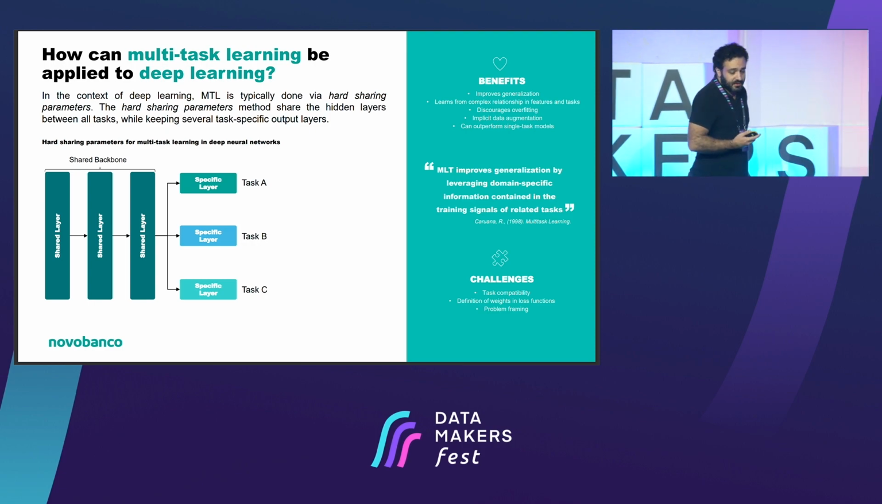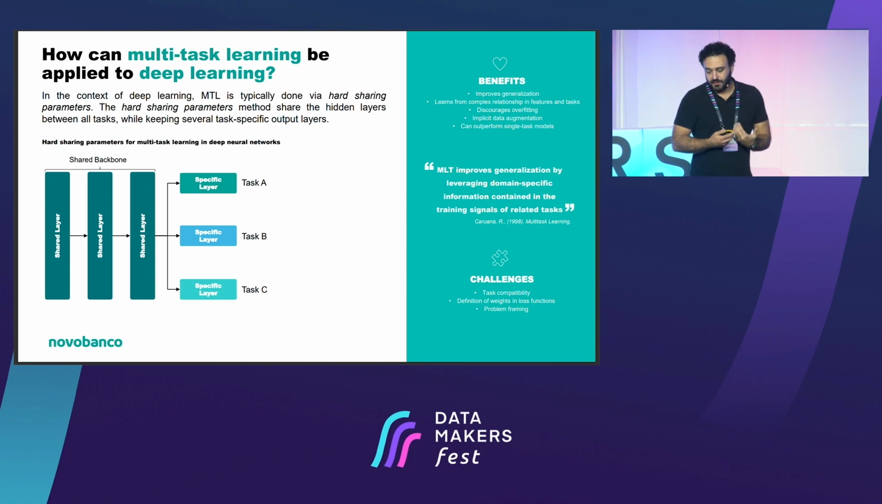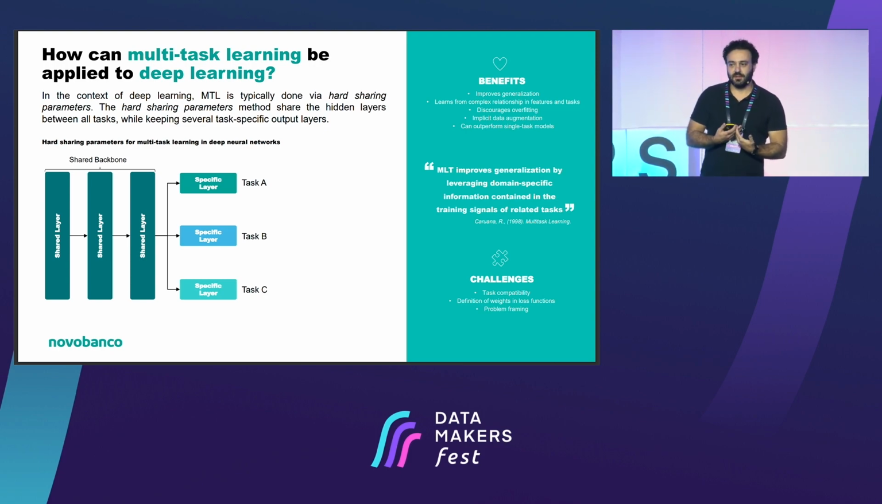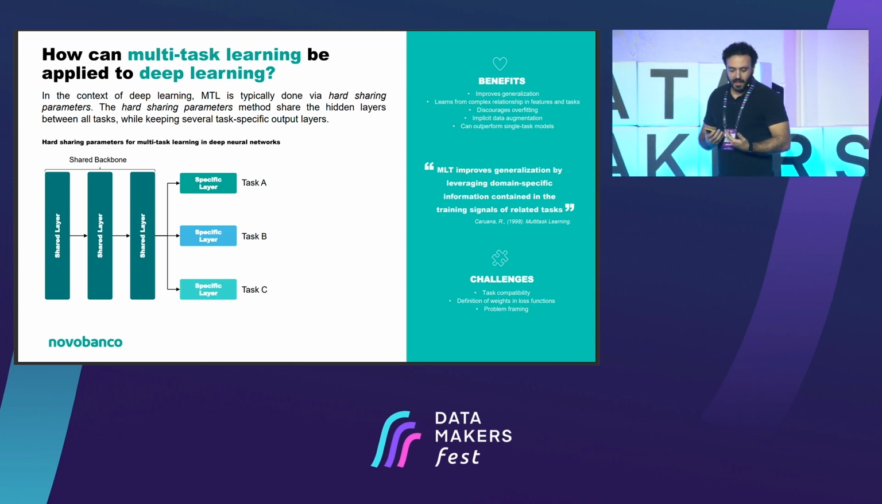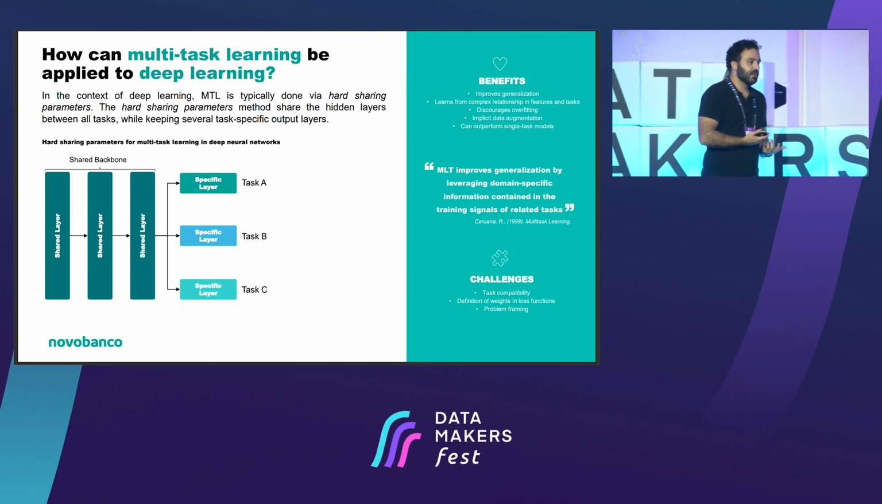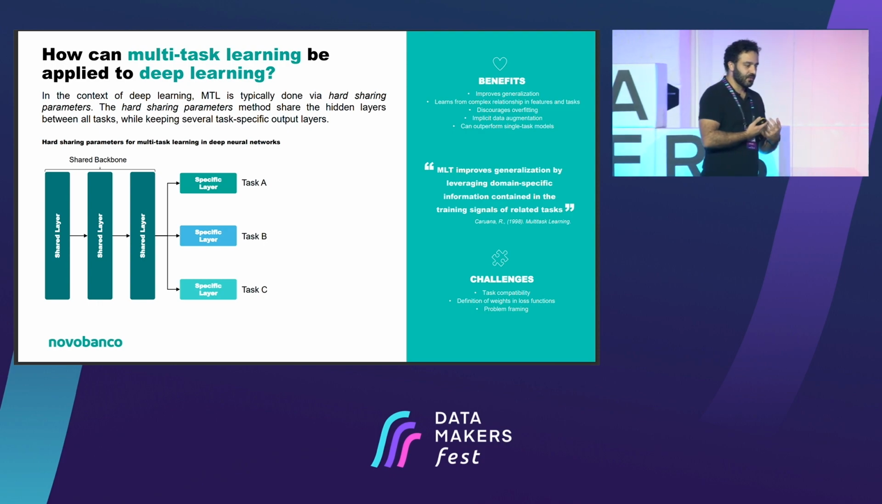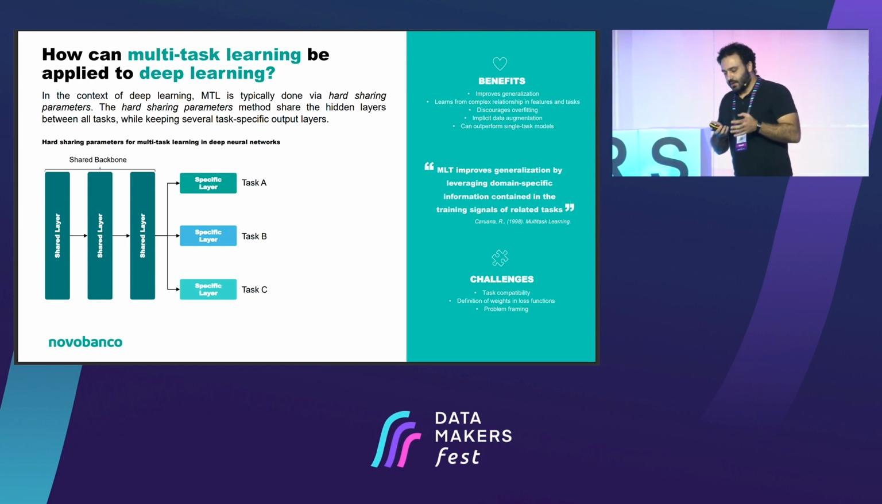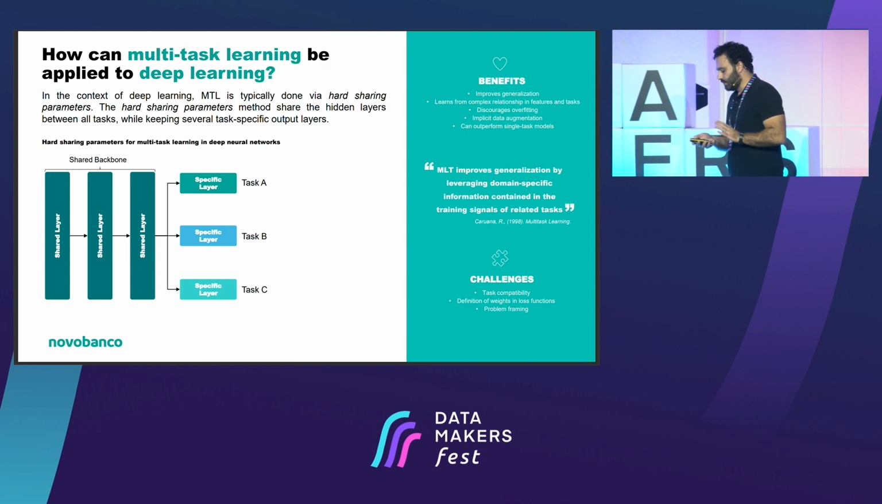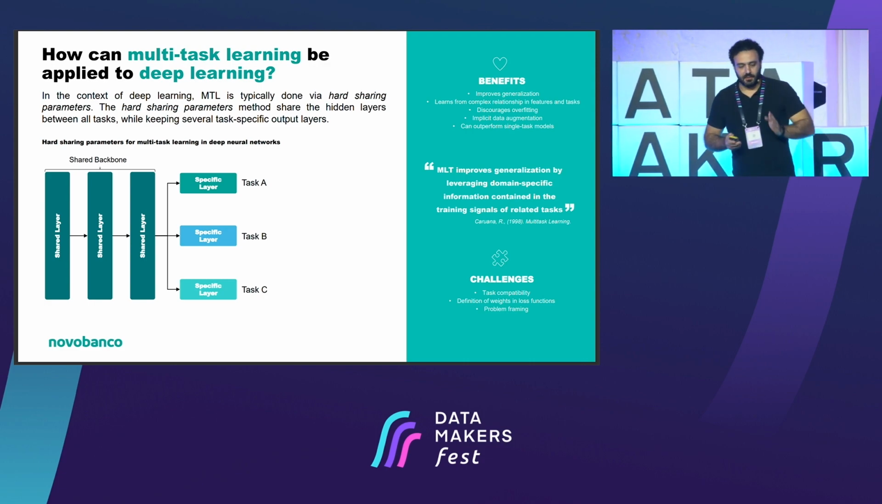But of course, there are challenges. And one of the challenges is that not all the tasks can be trained together, right? So we'll talk about this later. Another thing is the problem framing. This is different from the problem framing of single task learners. And another thing is the weights that we give to each loss function. So we need to properly take care of this.